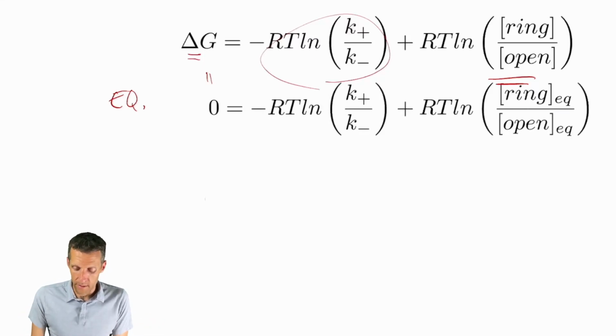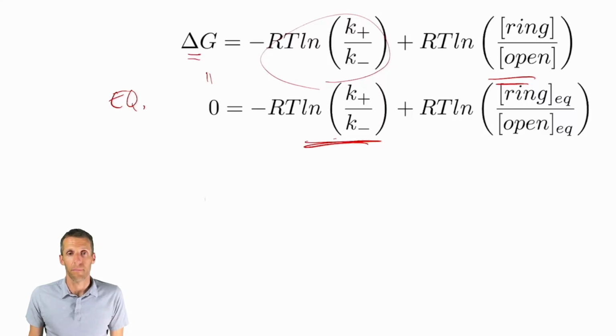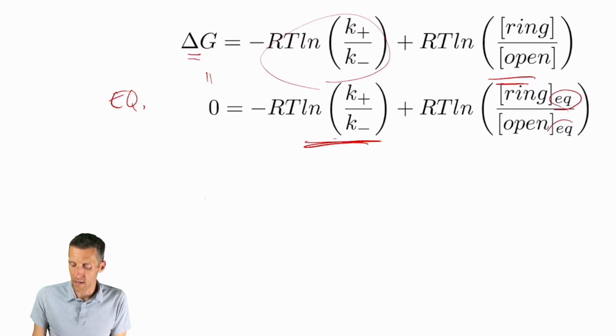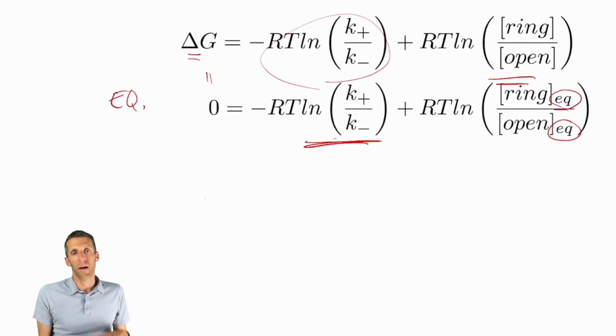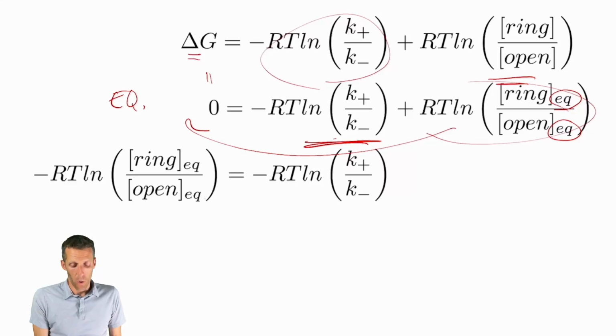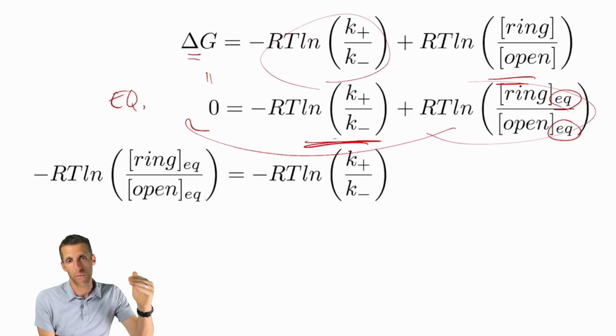The concentrations are the only part of this mathematical system that can change to equilibrate, which means that when we're at equilibrium, this is still minus RT log of K plus over K minus. This is now the ring and the open in their equilibrium concentrations. We can do an algebraic move. We're going to move this over to the other side and get this, which is now saying that the equilibrium concentrations of ring over open is given by the rate constant for forward versus reverse.